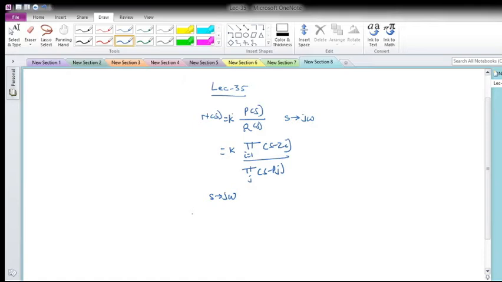With this, your network function in the frequency domain, N(j omega), will become K times the running product over i, where s is replaced by j omega. So (j omega minus zi) over the product over the number of poles of (j omega minus pi).